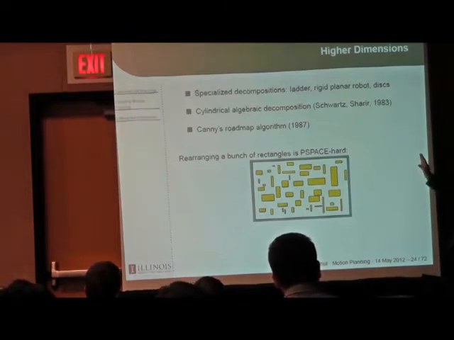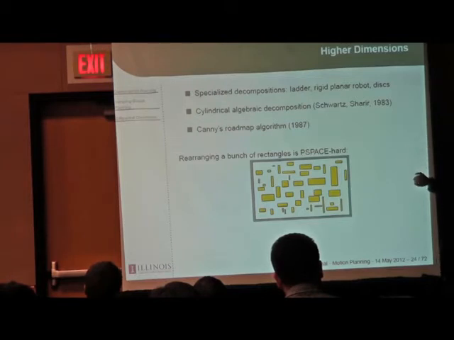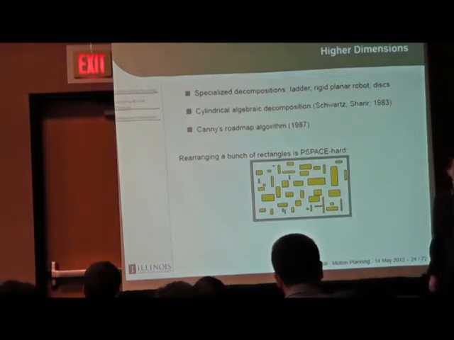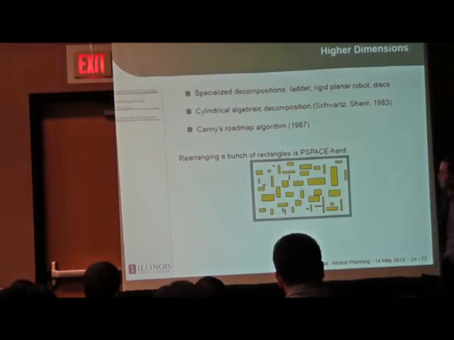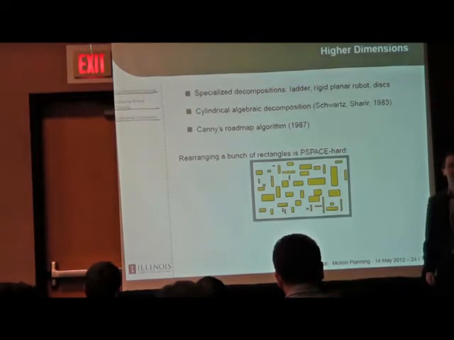When we get into higher dimensions, we tend to have either specialized decompositions, where for one particular problem people have solved it very nicely, or we have very, very general methods. But the general methods ultimately can't efficiently solve every problem, because the motion planning problem is PSPACE-hard. That was shown by John Reif in 1979. That implies NP-hard. So if you don't know what PSPACE-hard means, NP-hard is fine. If you don't know what that means, let's just say hard.